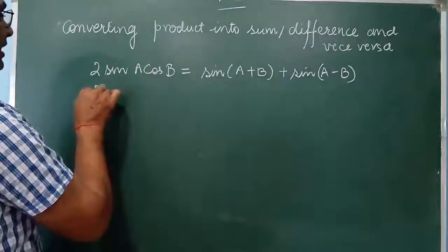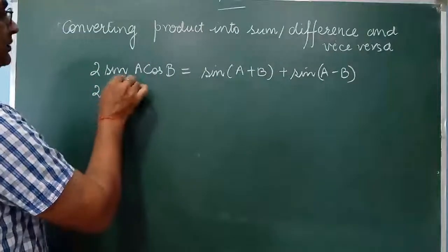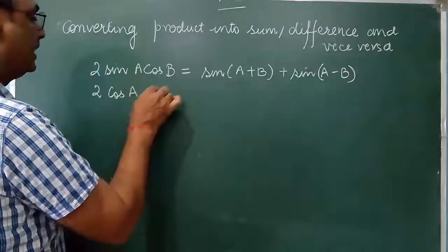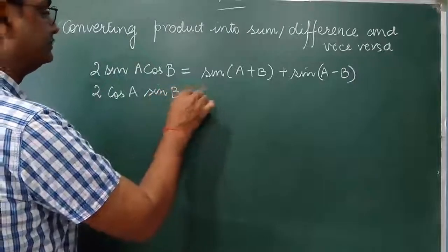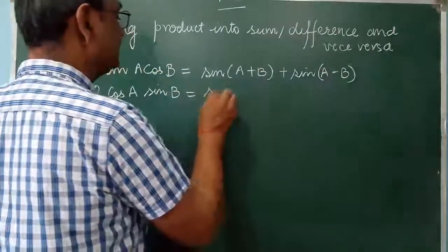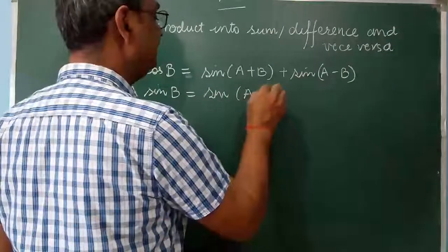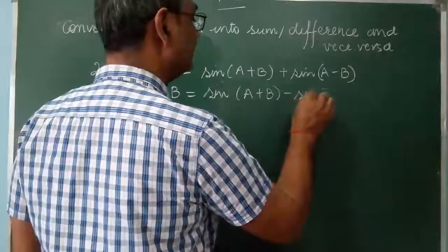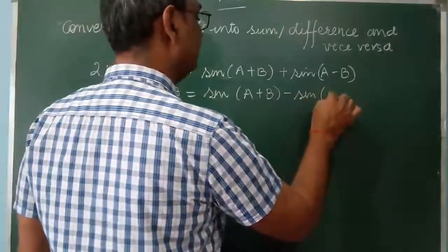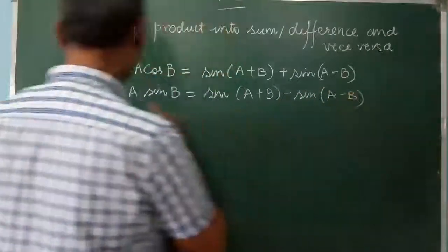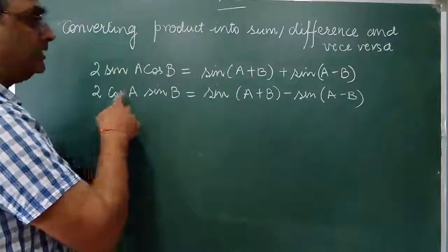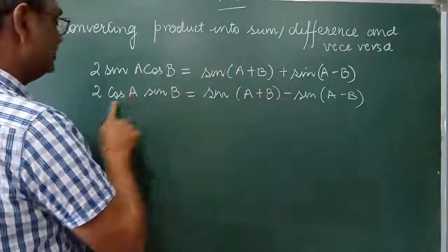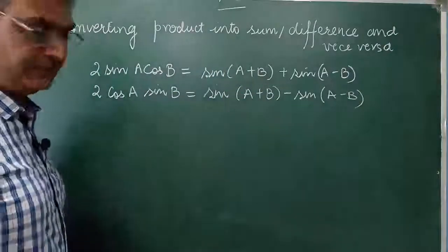Now the second formula is 2 cos A sin B. Instead of sin, now we can interchange these two. We can write 2 cos A sin B is equal to sin, the formula will remain the same. Here the only difference will be of sign. Here this will be plus and here it will be minus. If cos comes in the beginning, then the minus sign will appear. S means sum, C means cut, cut means difference.